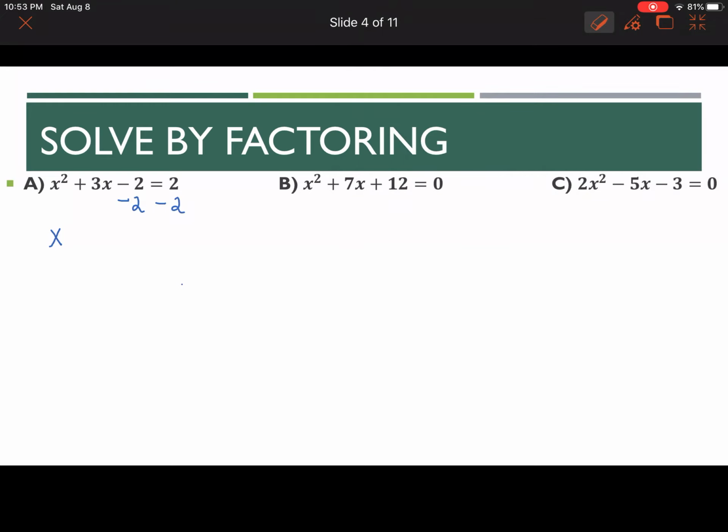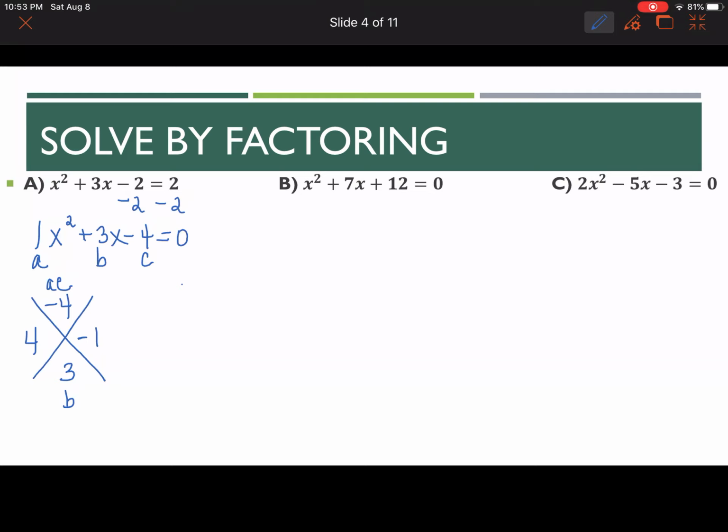Okay, sorry about that. So when we do that, we have x squared plus 3x minus 4 equals 0. Okay, so our a value is 1. Our b value is 3. And our c value is negative 4. So we need to find 2 numbers that multiply to be a times c, but add to 3, which is our b. And our numbers would be a positive 4 and a negative 1.